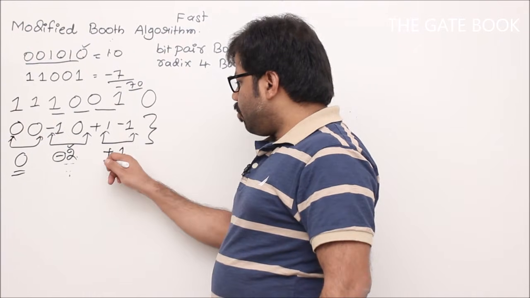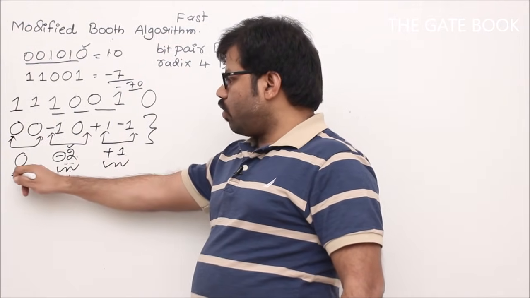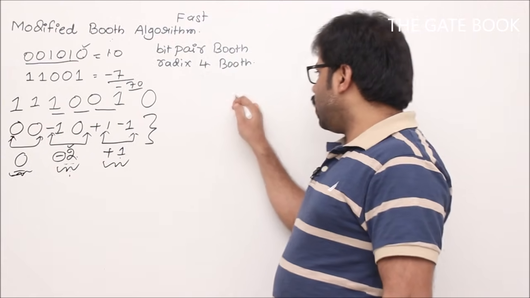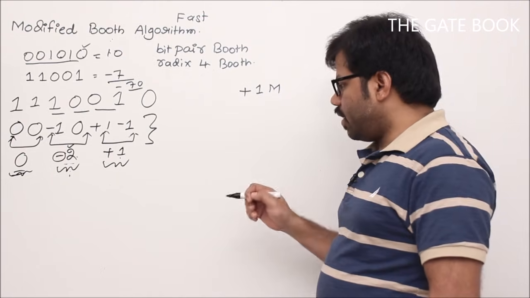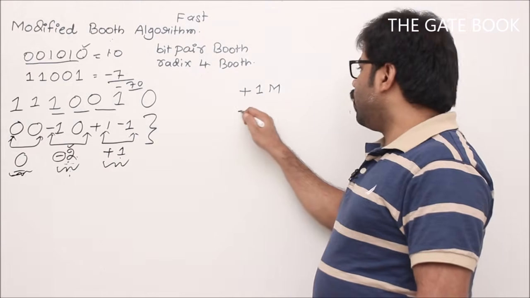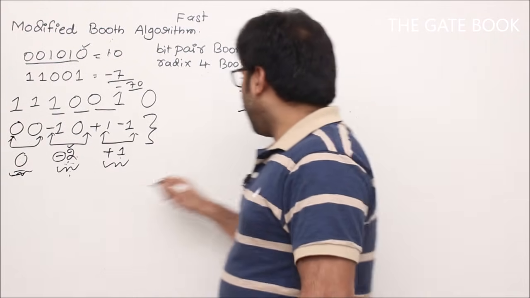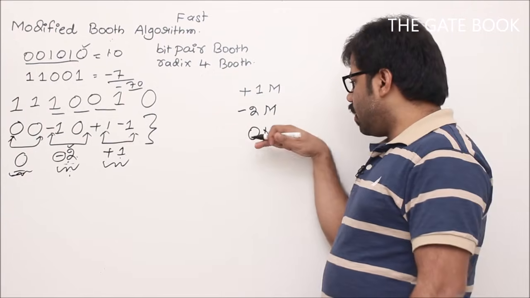That means whenever you see +1, what are you going to do? Whenever you have -2, what are you going to do? Whenever you have 0, what are you going to do? Whenever you see +1, then you will be doing +1 into m. So that is a summand, otherwise your partial product. Whenever we have -2, then we should do -2 into m. Whenever you have 0, then we have to do 0 into m. That means no addition, right? The result of that partial.